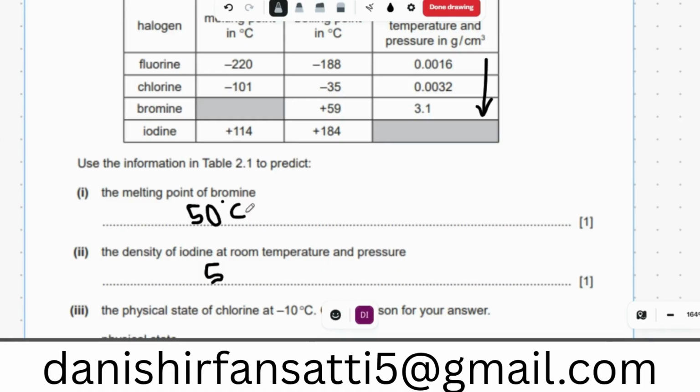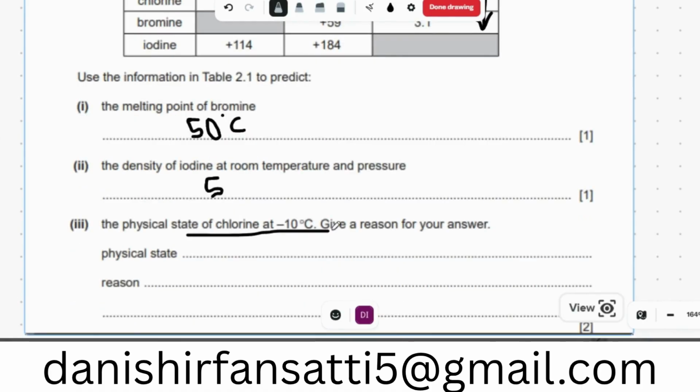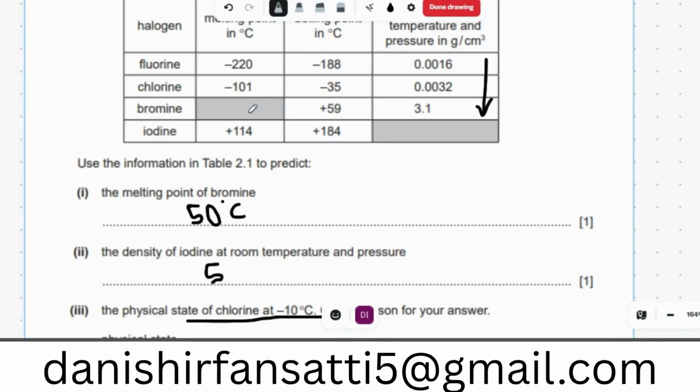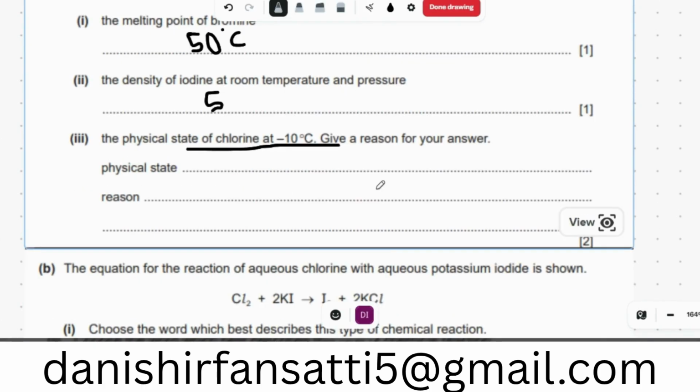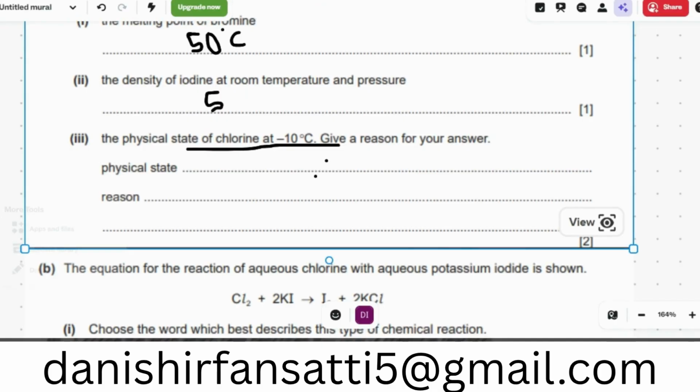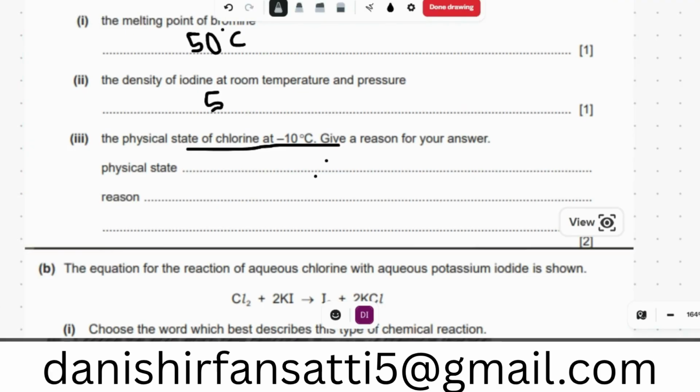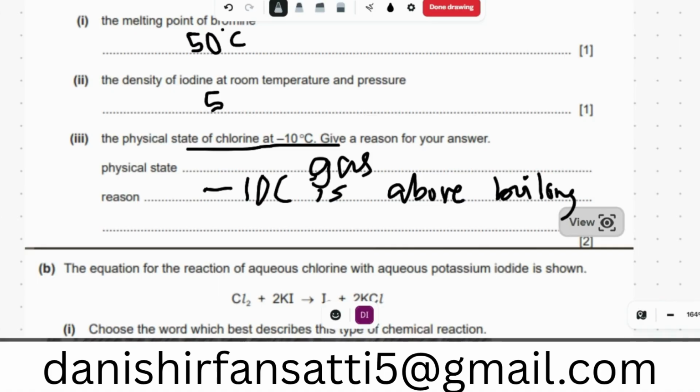State the physical state of chlorine at minus 10 Celsius and give the reason. Chlorine is in its gas form, because its boiling point is minus 35. So it would be in gas form. Why? Because minus 10 Celsius is above the boiling point.